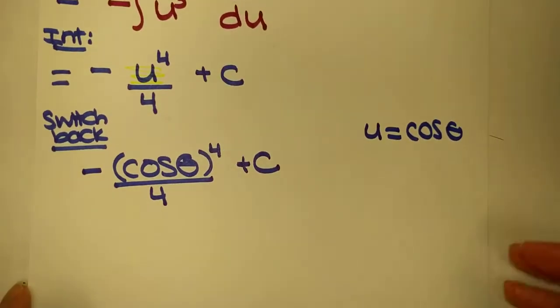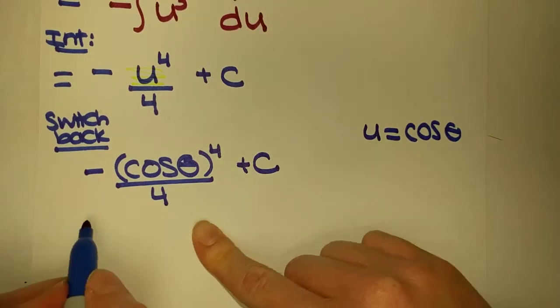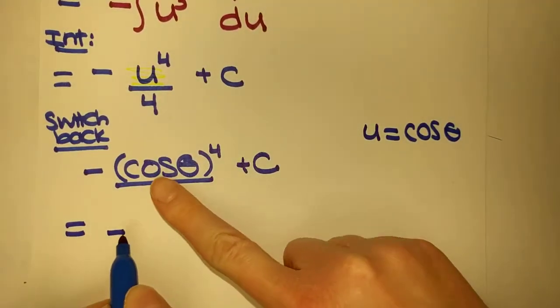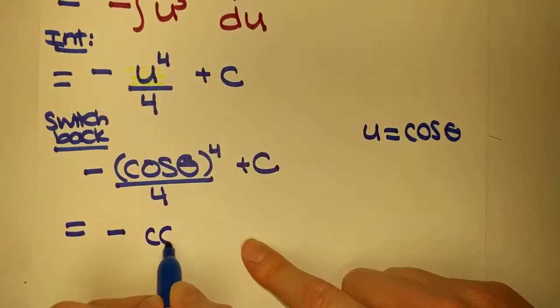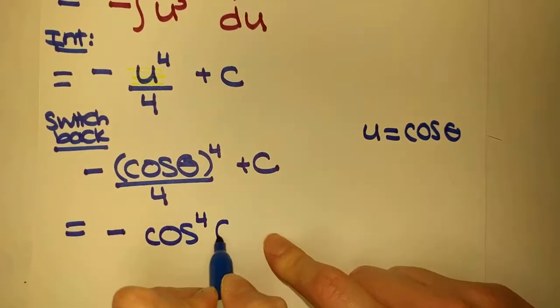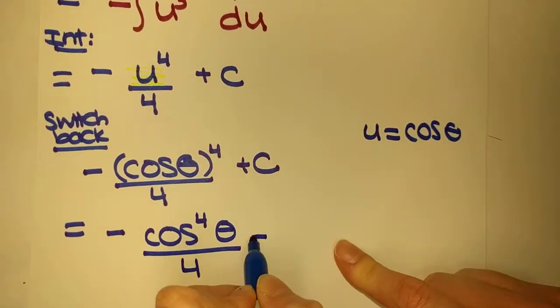Now, do keep in mind, you can write your answer this way. There is kind of a convention in mathematics that we write this parentheses to the fourth power for our trig function as cosine 4 theta over 4 plus c.